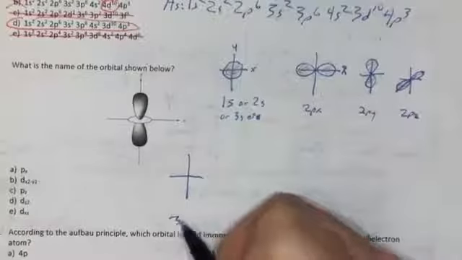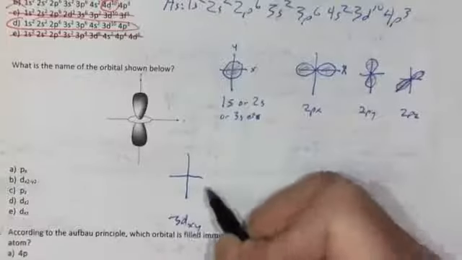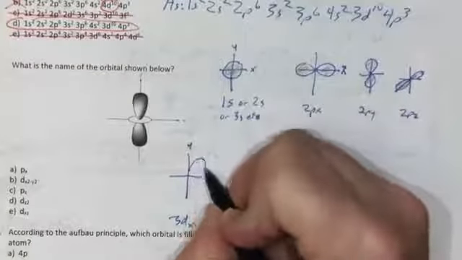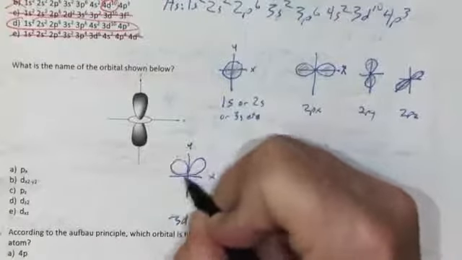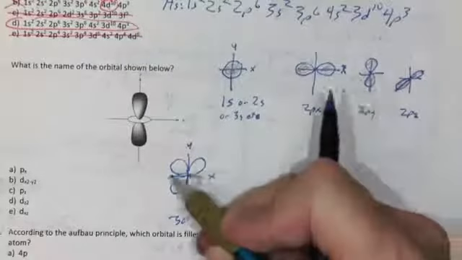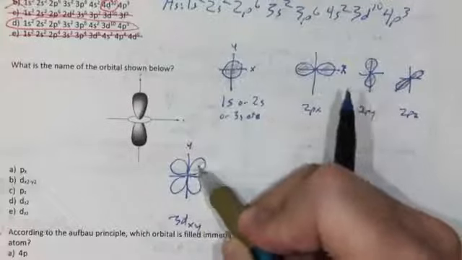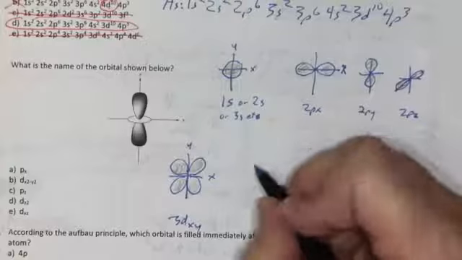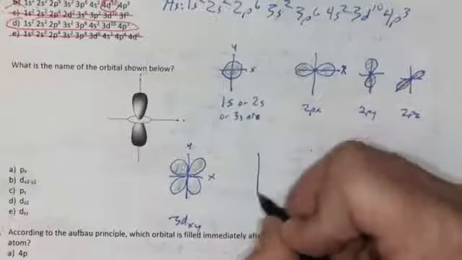So we have 3d xy, so that if you are in the xy plane, this is the x-axis and the y-axis, it's a 4-leaf clover where the lobes are located in the quadrant and not on the axes. So it's not on the x or y axes. It's in here, which is called the quadrant. That's the 3d xy.